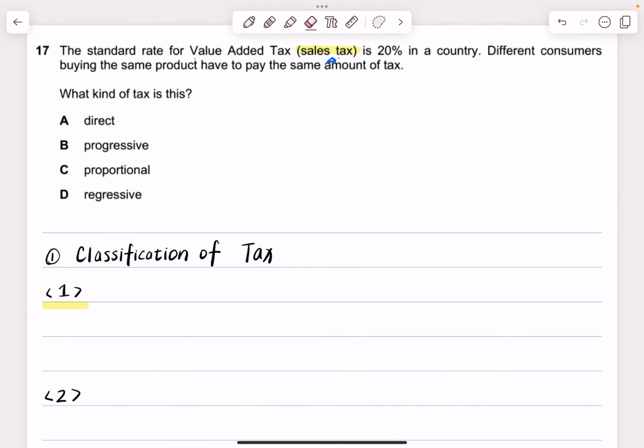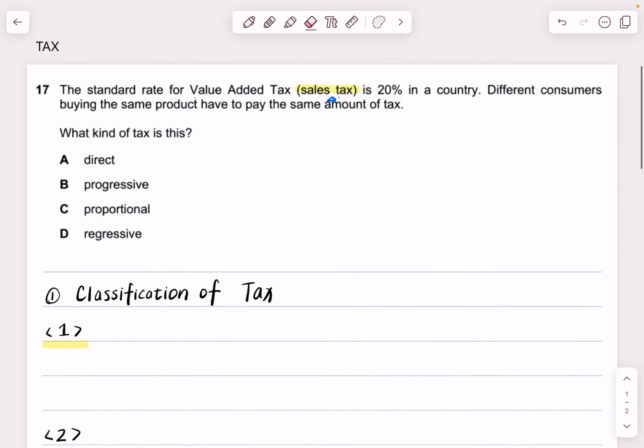Hello everyone. Today our topic is about tax, the classification of tax and how to solve this question by consumption function. This is not a difficult question, but I will tell you some more. Firstly, the first step, we just need to read the question and find some keywords.